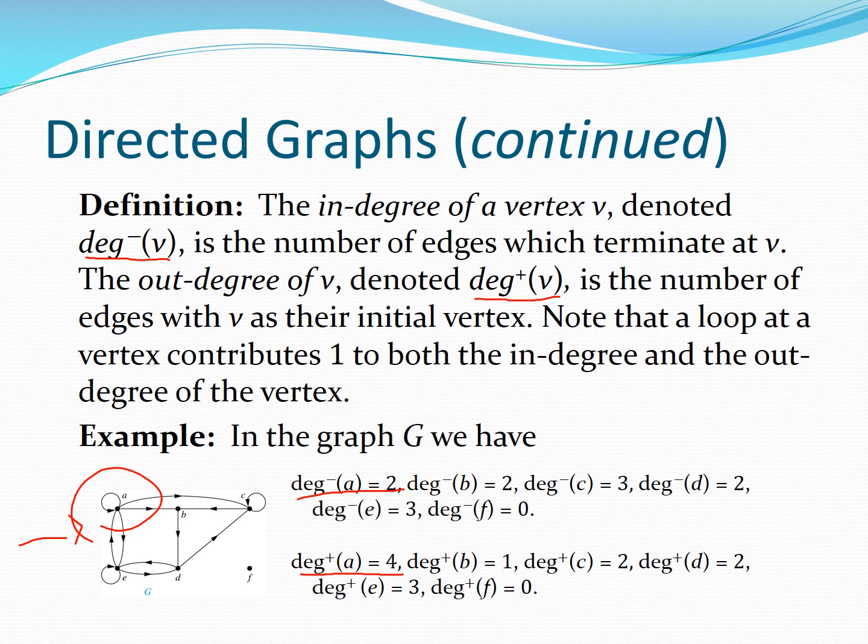Let's take another vertex, D. How many edges are coming into D? You have an edge coming in from E and an edge coming in from B, and that is all. So the in degree of D is 2. Now let's see how many edges are going out of D. There's an edge going out from D to E and an edge going from D towards C. There are only 2 edges going out of D, so the out degree of the vertex D is 2.